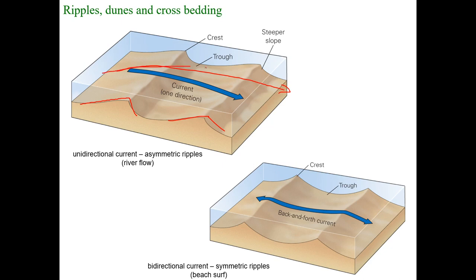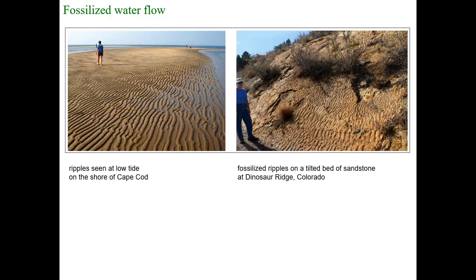That is produced when you have a direction to the current. So the steep slope is going to be on the leeward side, and the shallow slope is going to be on the windward side. When you have back and forth currents, like in more of a tidal beach surf area, you're going to have symmetric ripples.